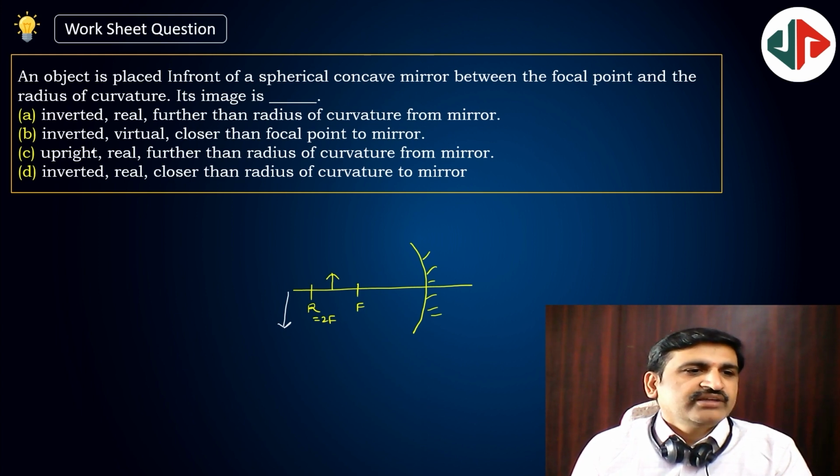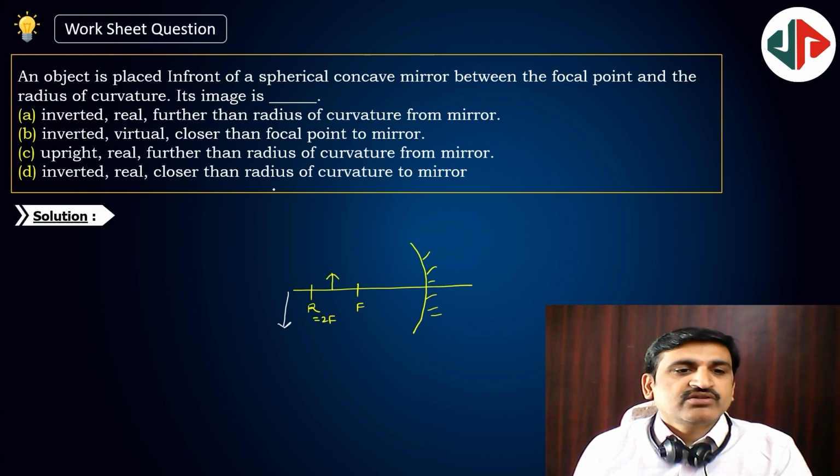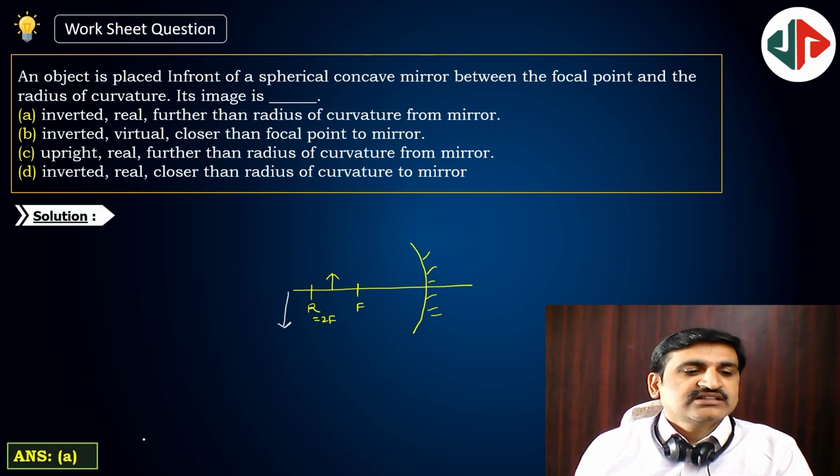Looking correct only, but let me read all. Inverted, virtual, closer to the focal point. No. Upright, real, further. First only, last. Inverted, real, closer than the radius of curvature. No. So the first option is correct.